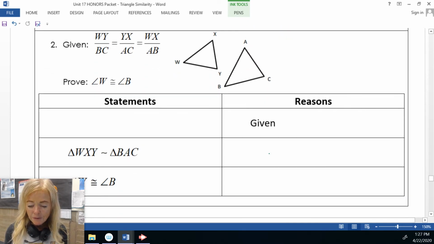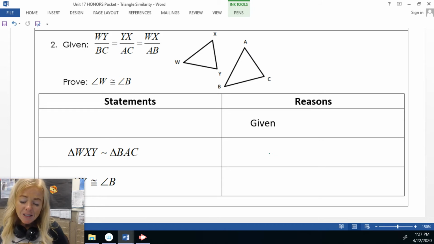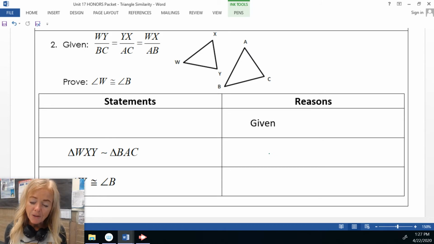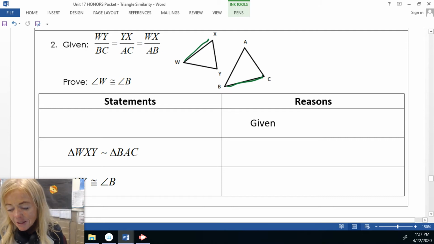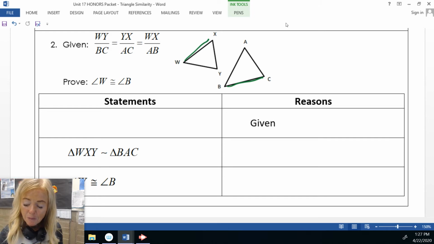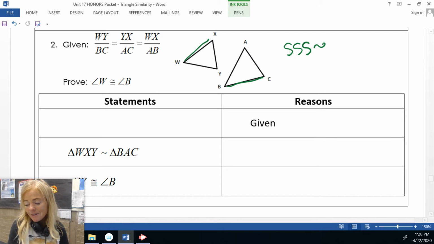All right, our next proof, we're given that WY over BC is equal to YX over AC is equal to WX over AB. So those ratios of the sides are congruent, which means our sides are proportional. So whatever WY over BC is, that ratio is going to be the same as YX over AC, same as WX over AB. So these are going to be proportional by side-side-side similarity because it tells us right in the given that all the sides are proportional, which is one of our shortcut proofs.